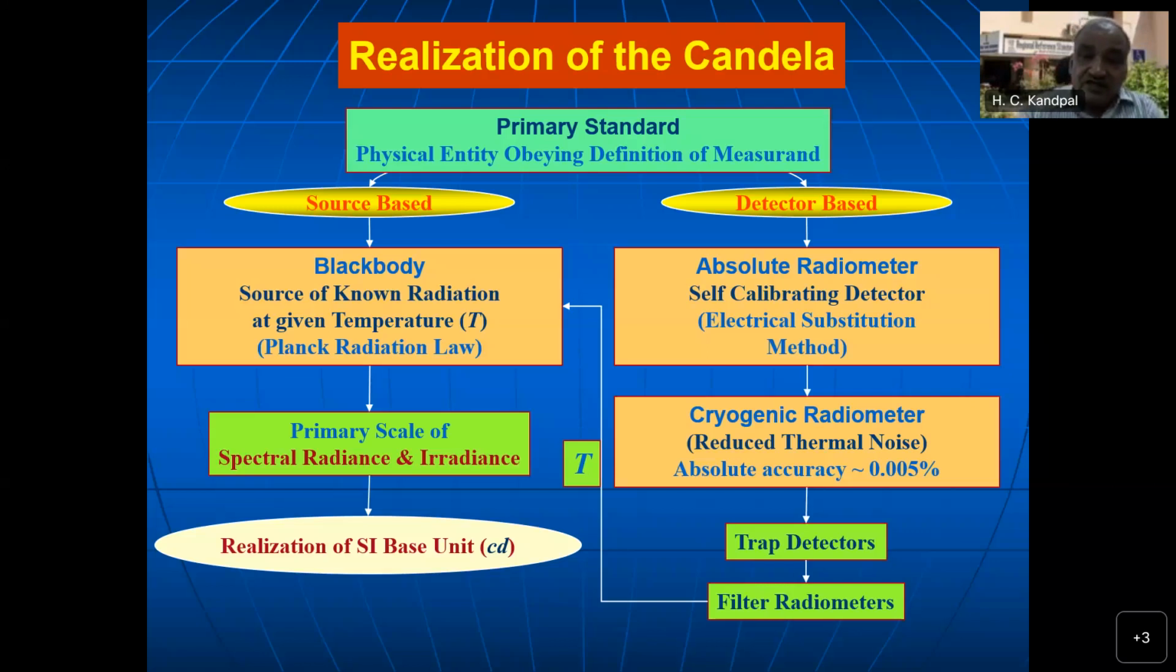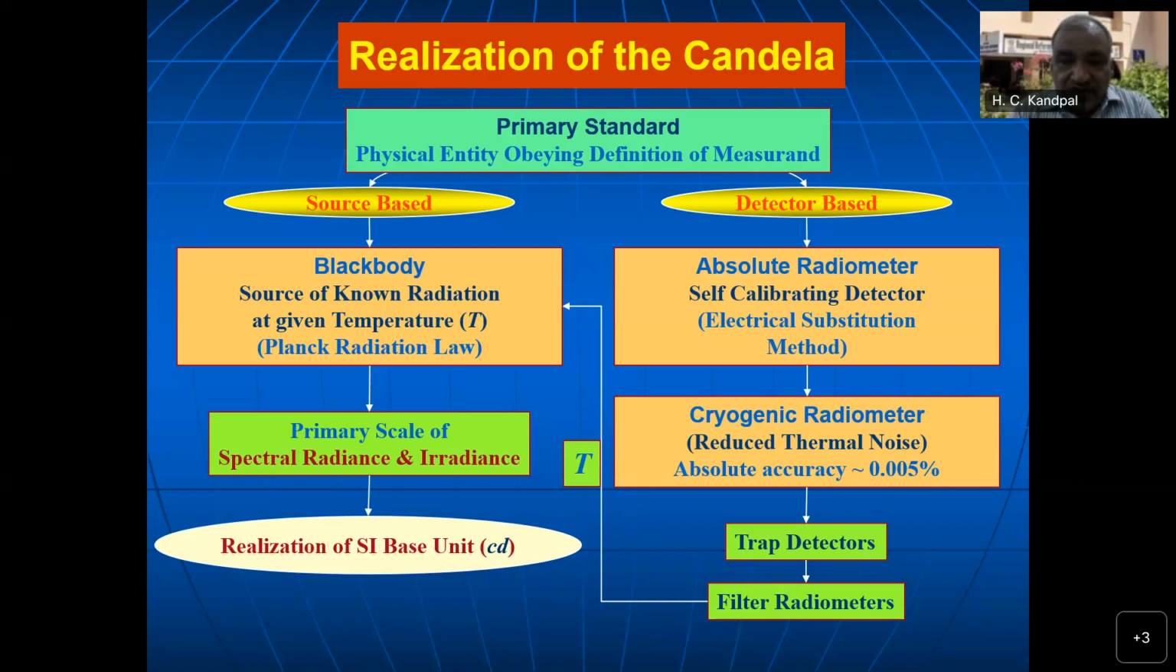However, in 1979 it was defined in terms of watt per steradian. If we can make an absolute radiometer and then calibrate other detectors which have the V lambda response, the human eye response, then we can intercompare those very easily. This is the method used in which, as I told you, the thermal noise can be reduced to a large extent, and absolute accuracy becomes 5 parts in 10 to the power 5.